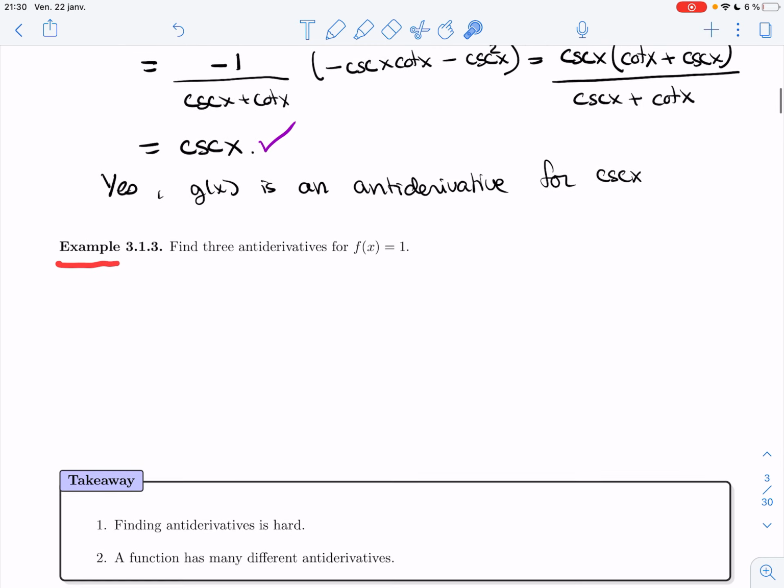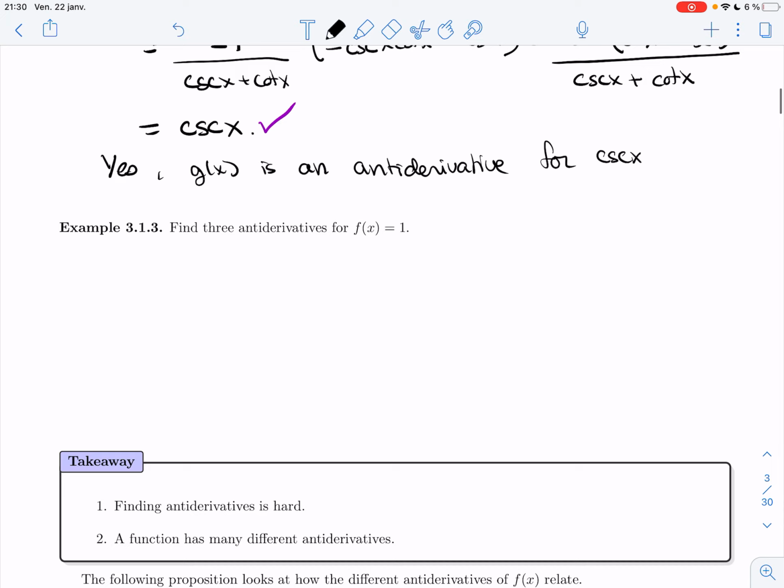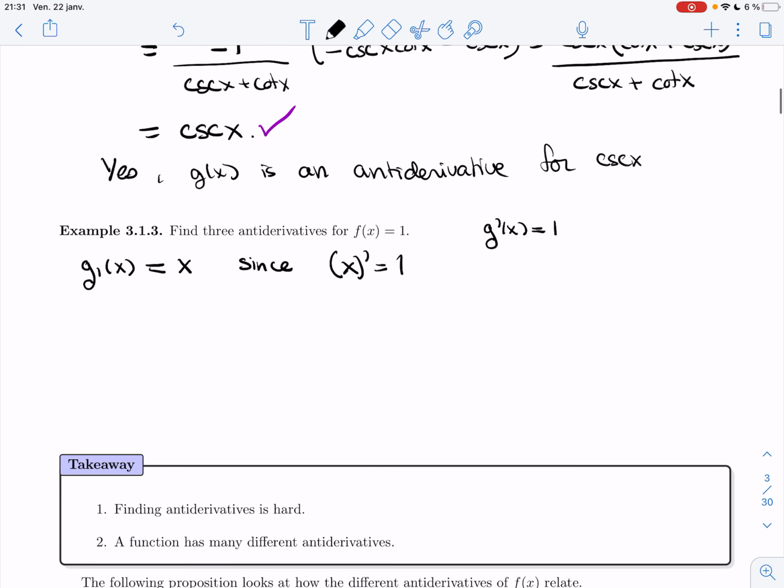Example 3.1.3. I want to find 3 antiderivatives for f of x equals 1. All right, that means I need to find 3 functions g, so that g prime of x equals 1. So can you come up with a function whose derivative is 1? Well, the obvious one is just x, because x is a line and its slope is 1, so the derivative would give you 1. Right? But we need to find 2 more.